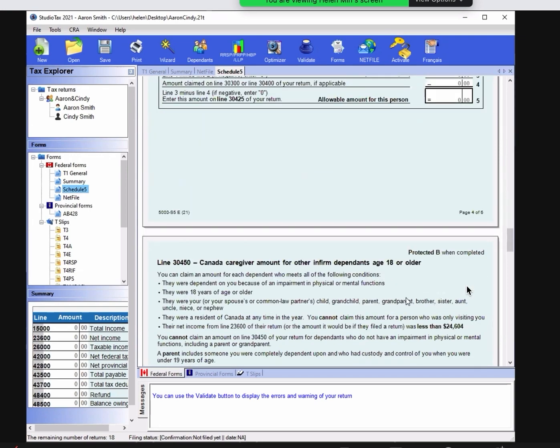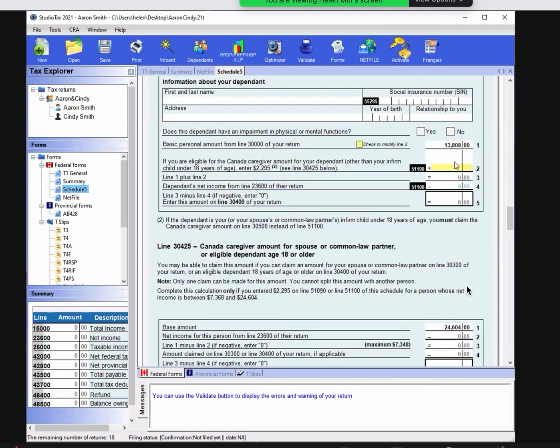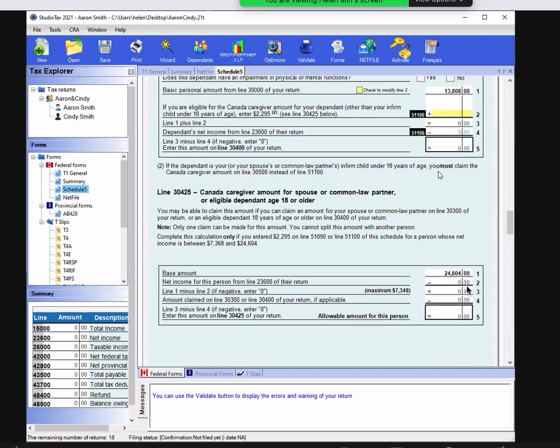And also she put 304.50, caregiver amount for infirm dependent. Oh no, it's still put here. Caregiver amount for spouse and common law partner. Put the amount here. So the maximum is 7,348. She got both, the 13,808 and the 7,348. She got two. That's the original.